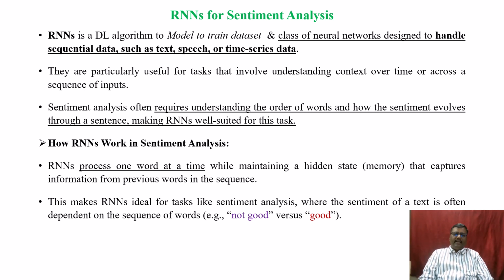RNN is a deep learning algorithm, a class of neural networks designed to handle sequential data such as text, speech, or time series data. Sentiment analysis often requires understanding the order of words and how the sentence evolves, making RNN well suited for this task.